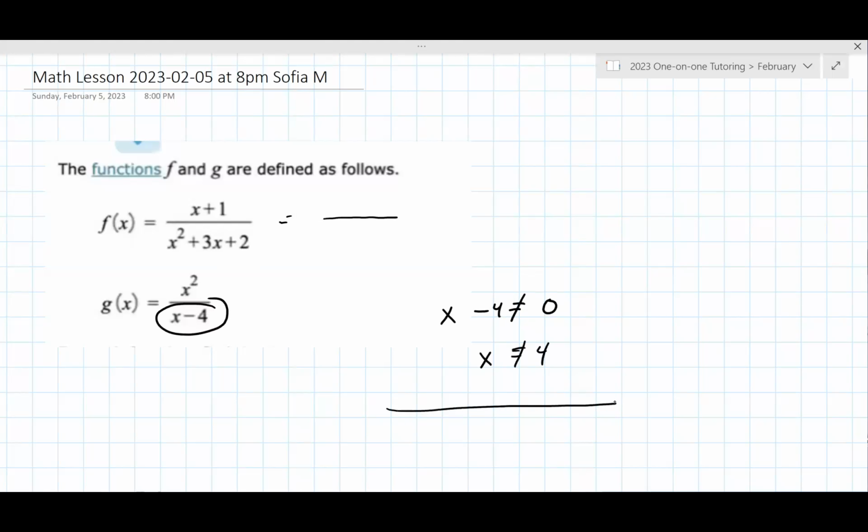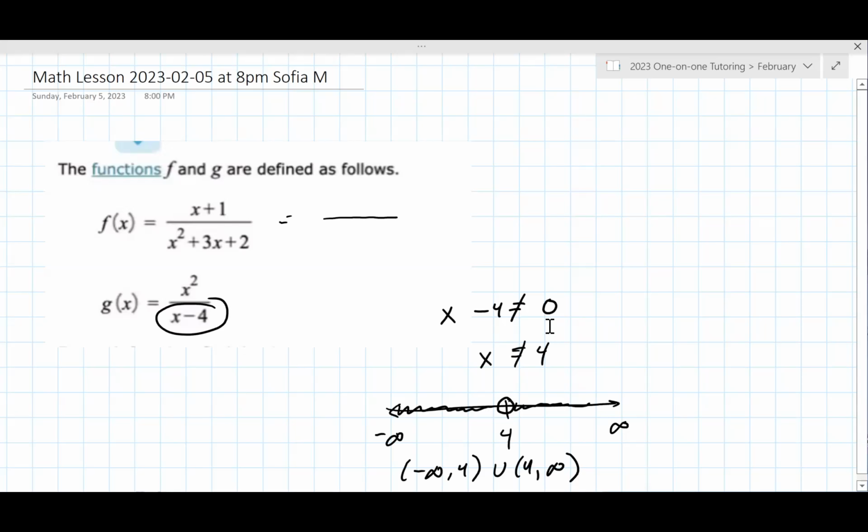On a number line, you go to 4 and you're like, okay, it's excluded, but it can be everything else. So in interval notation, that's negative infinity to 4, union 4 to infinity. Yeah, we have the union symbol. Okay, so it's excluded. It's everything but 4.